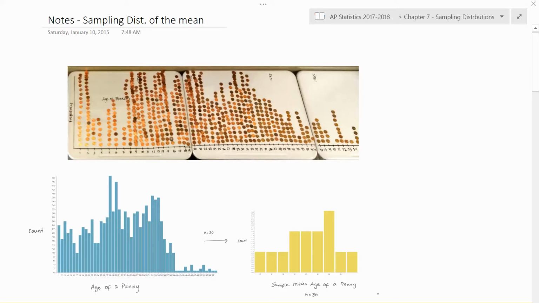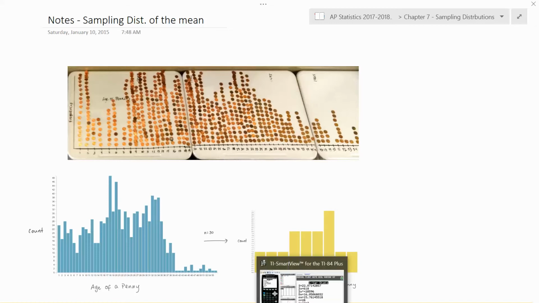In this video, I'm going to summarize some of our conclusions when we looked at the age of a penny. Our goal was to estimate the true mean age of a penny. And we each had an opportunity to look at several pennies to get a sense for their variability and their averages. So each of us had a collection of maybe somewhere between 25 and 30 pennies.